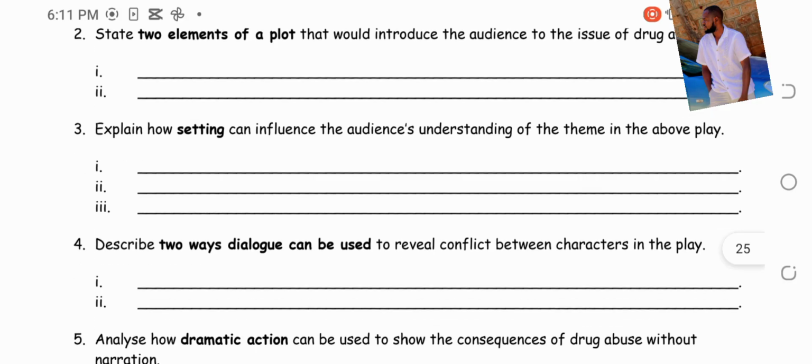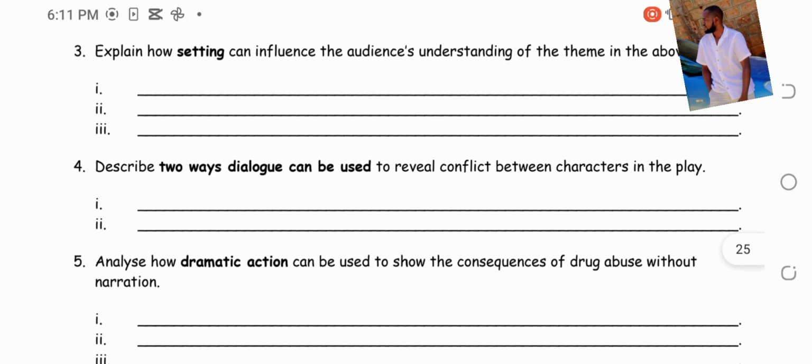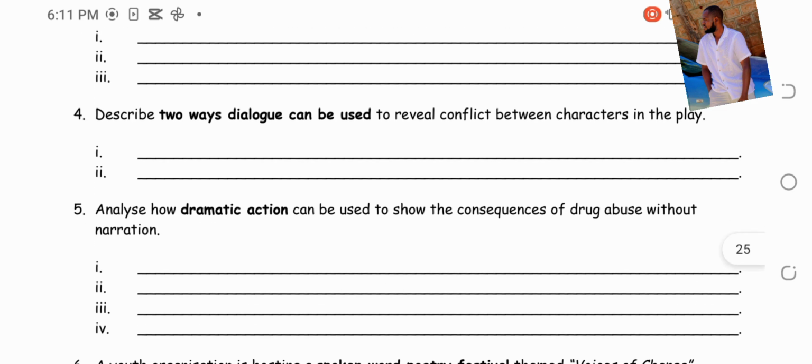Number 4, describe 2 ways dialogue can be used to reveal conflict between characters in the play. To reveal conflict between characters in the play, we say shows disagreement, then also reveals emotions. Shows disagreement and reveals emotions. Describe 2 ways.